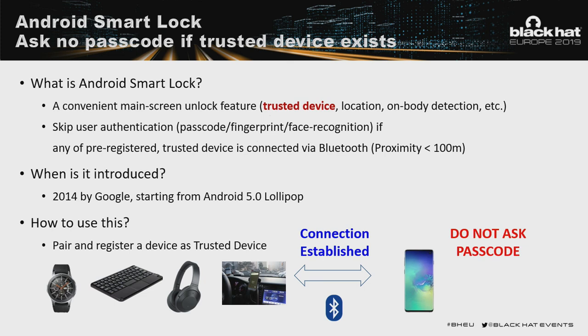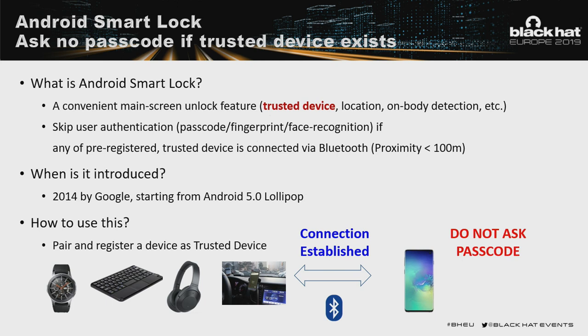Android Smart Lock was introduced in 2014 by Google, and you can use it from Android 5.0 Lollipop. The purpose of Android Smart Lock is to provide a convenient main screen unlock feature without user authentication. Android Smart Lock provides several features such as trusted devices, location, and on-body detection. In our presentation, we only consider the trusted device. And as I mentioned before, Android Smart Lock skips user authentication if any pre-registered trusted device is connected via Bluetooth.